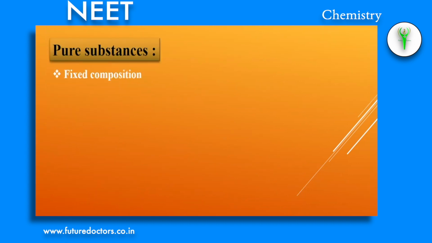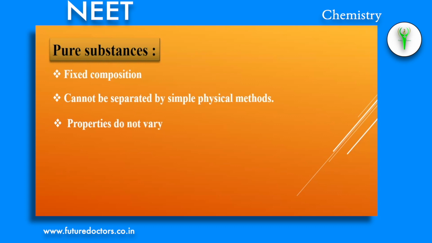The next classification is pure substance. In the case of a pure substance, the composition is fixed. The composition will not change. A pure substance cannot be separated by simple physical methods. The properties do not vary, since it is a pure substance, the properties will not change.